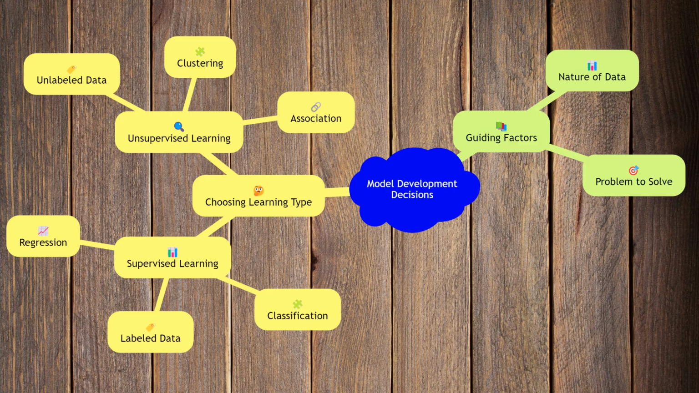One of the first decisions in model development is choosing between supervised and unsupervised learning. Supervised learning involves training a model on labeled data, making it suitable for tasks like classification and regression. Unsupervised learning, on the other hand, deals with unlabeled data and is used for clustering and association tasks. The nature of your data and the problem you aim to solve will guide this choice.